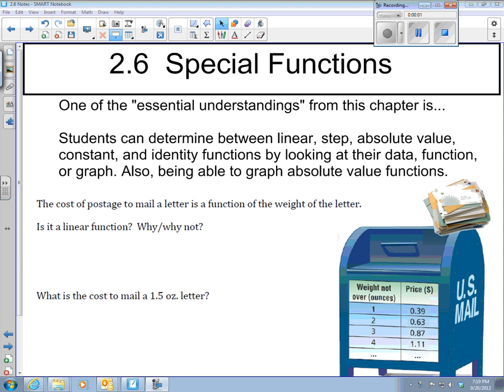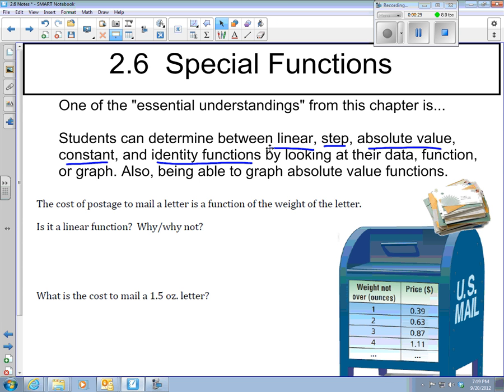Okay, tonight we're talking about 2.6 special functions. One of the essential understandings here is this. You need to be able to look at graphs or functions and determine what kind of graphs they are. A linear equation is pretty easy to find. It's a line. We're also going to talk about step, absolute value, the constant function, and identity functions just by looking at their data or looking at the function as a graph.